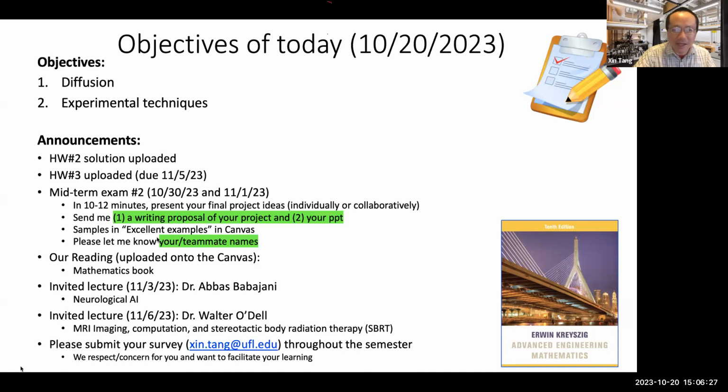I have some excellent examples in Canvas already, so you can use those as guidance to learn how to write well in terms of the proposal and the final report.